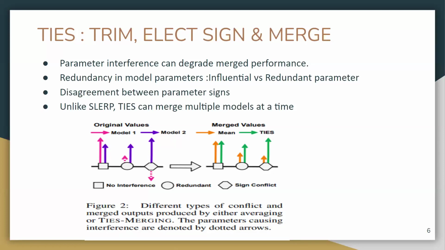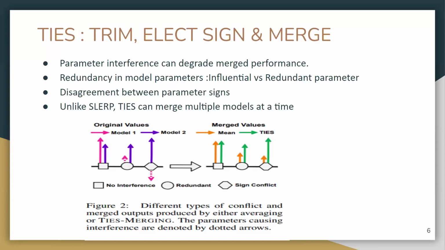What is a redundant parameter? A redundant parameter has very low influence. For example, here we can say it is a very tiny parameter, so if we average these two parameters, it will affect the final result. So what we can do is just eliminate this. How they are eliminating it, I will explain in the next slide. But this is a parameter.